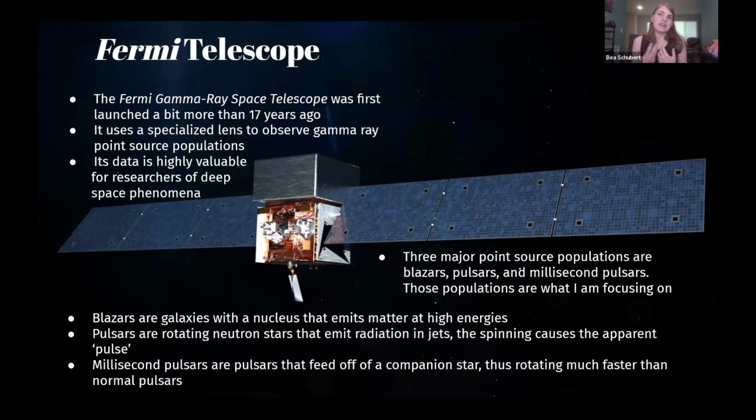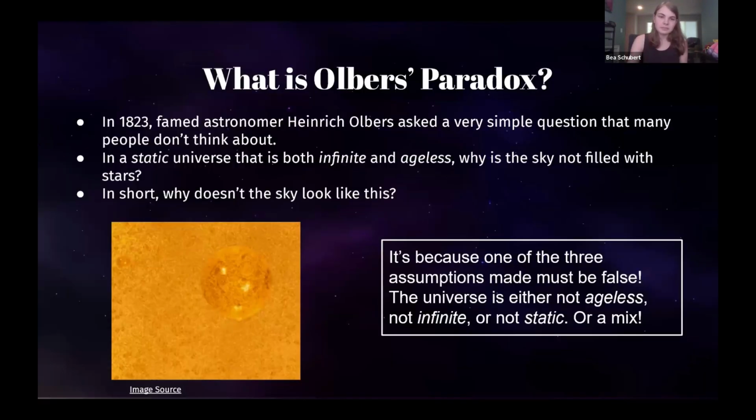Blazars are galaxies with an active galactic nucleus that emits matter at high energies, causing brightness, while pulsars and millisecond pulsars are both neutron stars emitting radiation, also causing pulses of brightness.